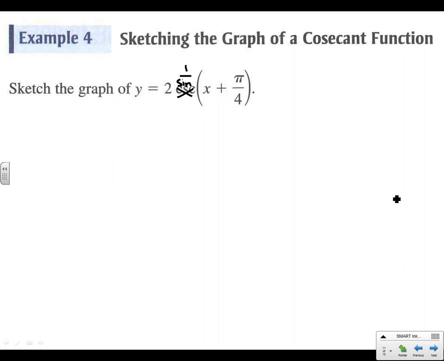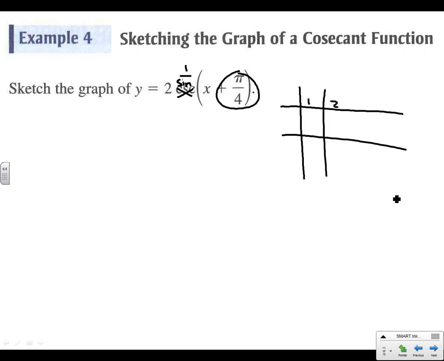So we're going to attempt this just like we would do a normal sine curve. We know our points are going to be shifted by pi over 4. So I'm going to make a quick table here for my 5 points.